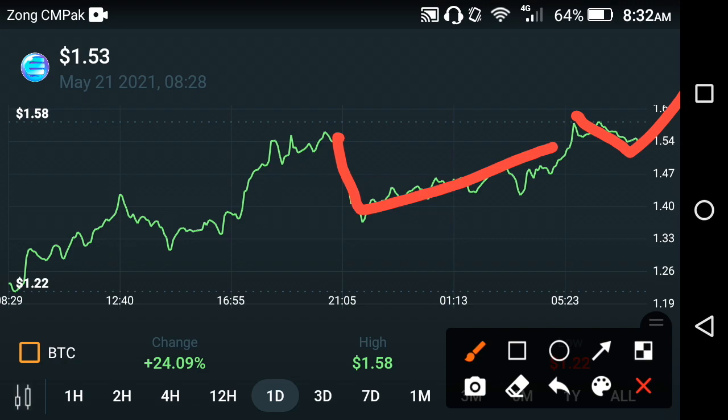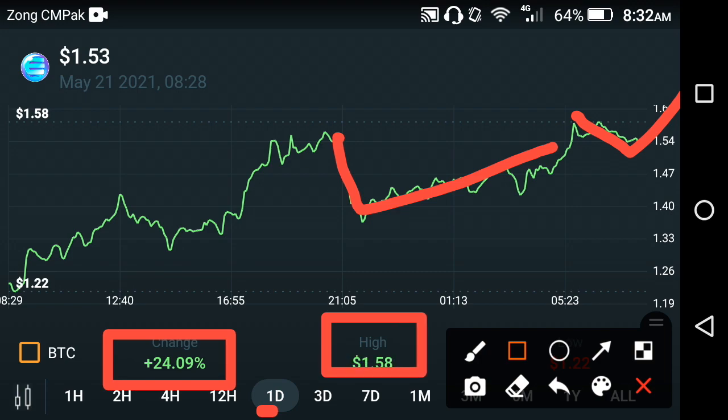And if you look at the last 24 hours of price changes in the Indian coin, 24.09% positive change occurred, and 1.58 USD is the highest price of the Indian coin, friends. Absolutely the changes in the Indian coin are going positive, but every cryptocurrency falls down for a little time, so that doesn't mean you should decide to sell the Indian coin, friends.